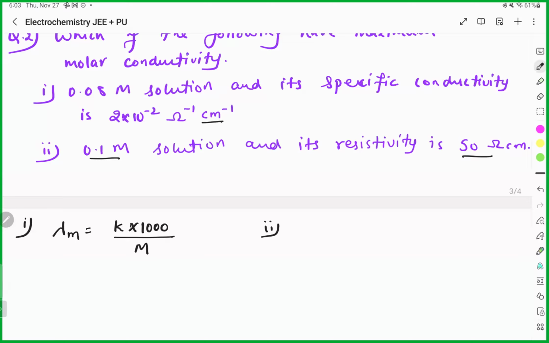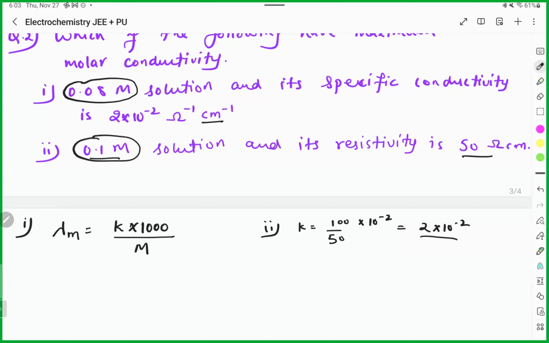Even you can do the calculation for the other part. So you can calculate kappa. Kappa is already given in the first situation. In the second, you know kappa is equal to 1 by rho, so kappa is equal to 1 by rho. That means 1 by 50. If you multiply this, it will be the same, 2 into 10 raised to power minus 2. It means in both situations, kappa is the same. And if kappa is same, what will it depend upon? So which one will be more? The one with less molarity, first. Exactly. Any doubt? No.